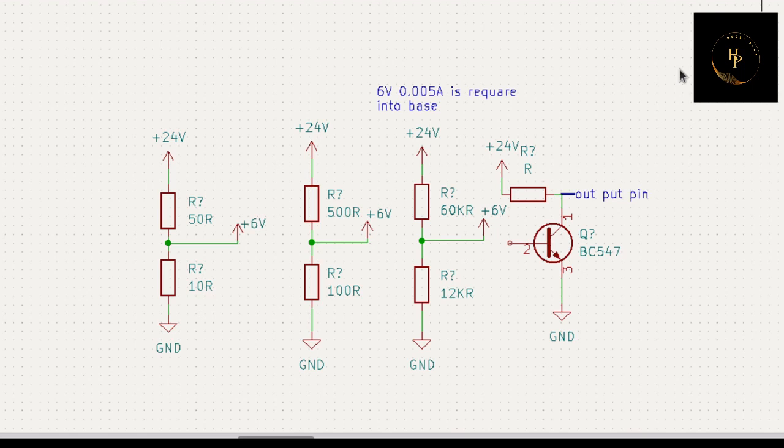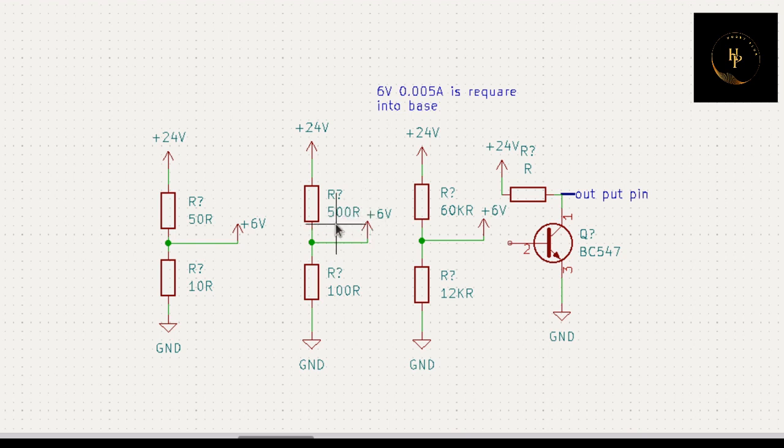Today I will discuss a circuit. I want to drive the MOSFET transistor with 6 volt and 5 milliamps. When I draw this circuit and test it, I get 6 volt here, but I cannot get 5 milliamps in this point, in this path also.